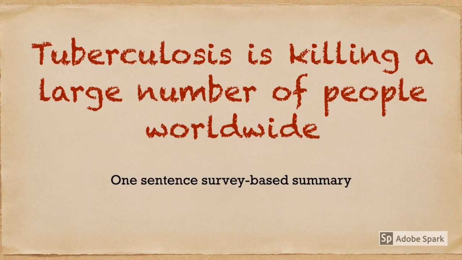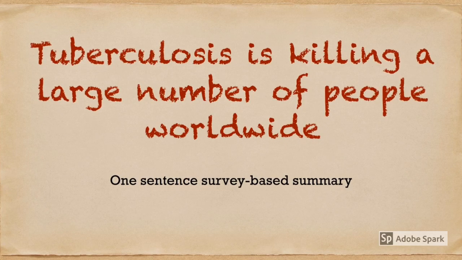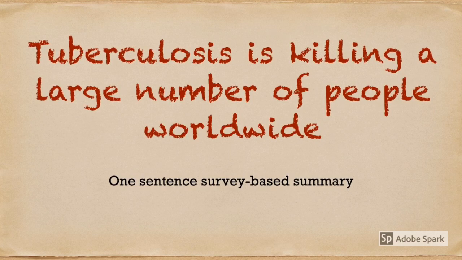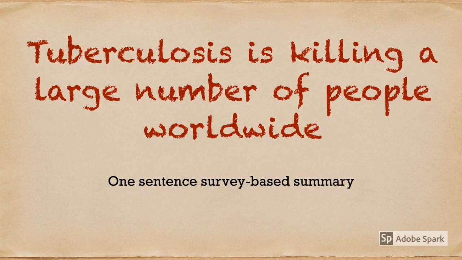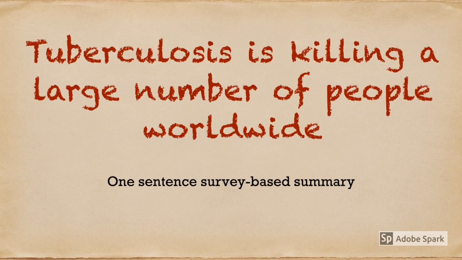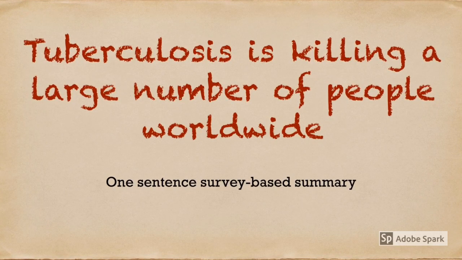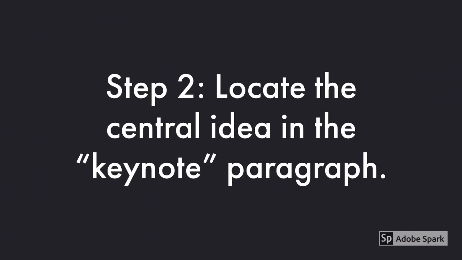Based on these 4 things, we write a one-sentence survey-based summary, which can take many different wordings. Mine happens to be tuberculosis is killing a large number of people worldwide. The next step is to locate the central idea in the keynote paragraph of the piece.